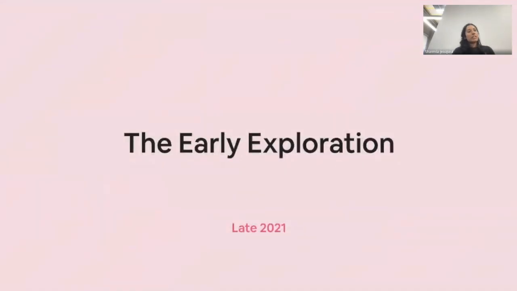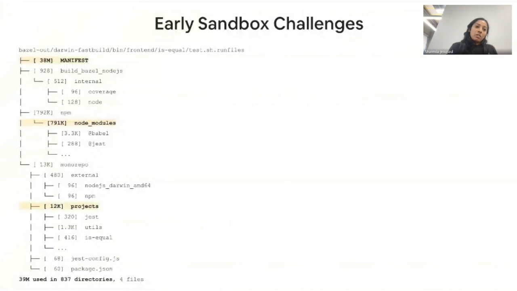So where were we in late 2021 when we were new to Bazel and new to this entire ecosystem? We had a lot of challenges with sandboxing. So this particular file tree is the smallest target in our repo. So it's called isEqual. It's just a utility that'll tell you if 2 values are equal. And this is something you need if you're writing JavaScript. And this is the resulting sandbox for one of our unit testing targets.